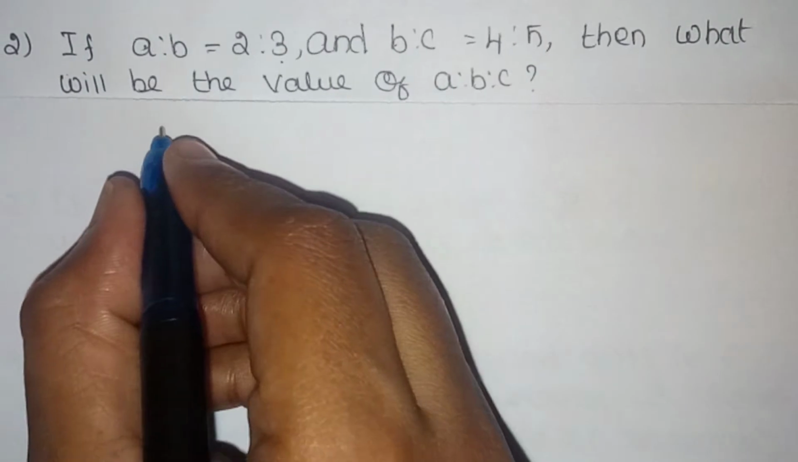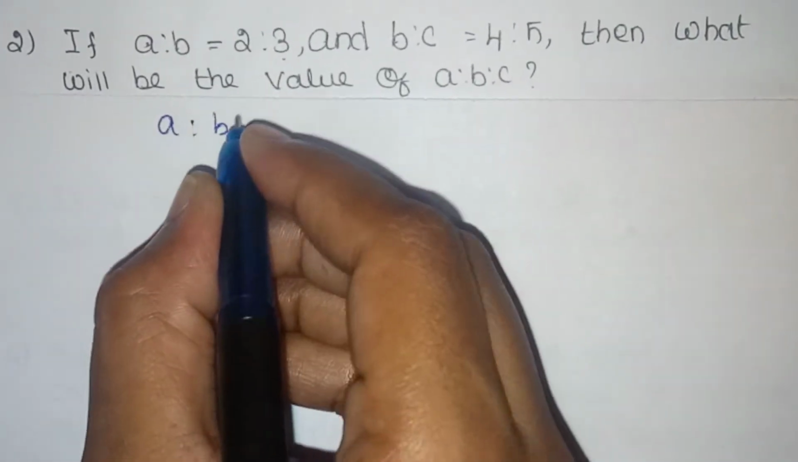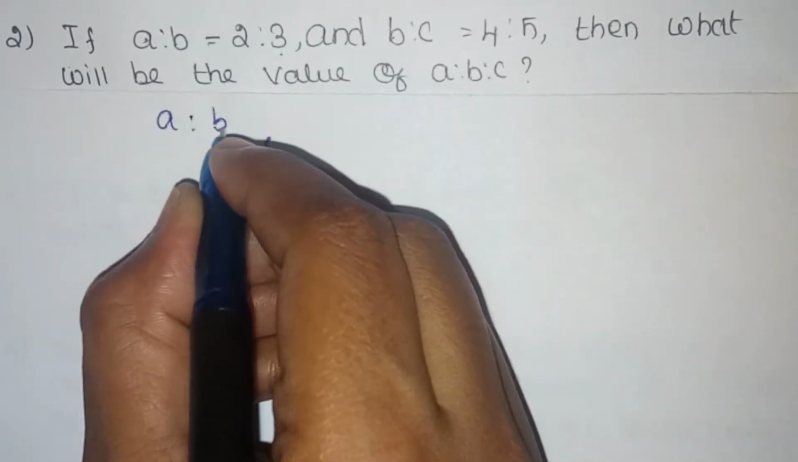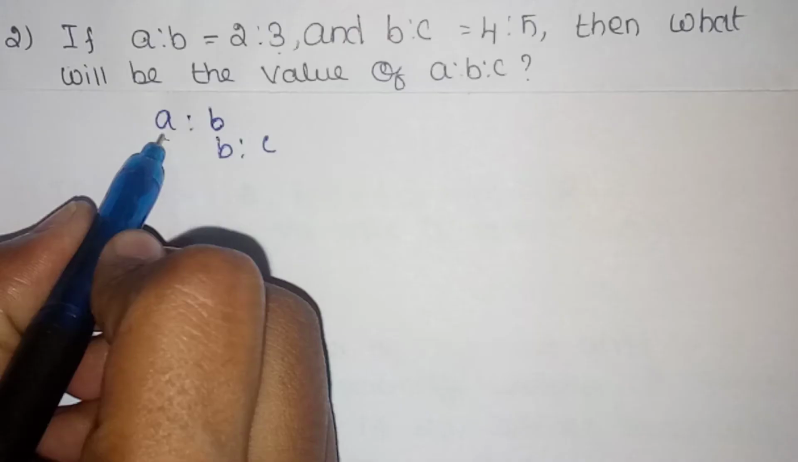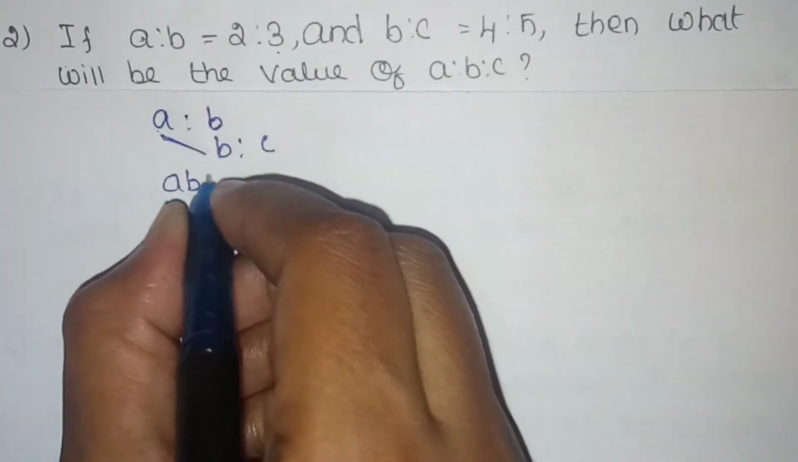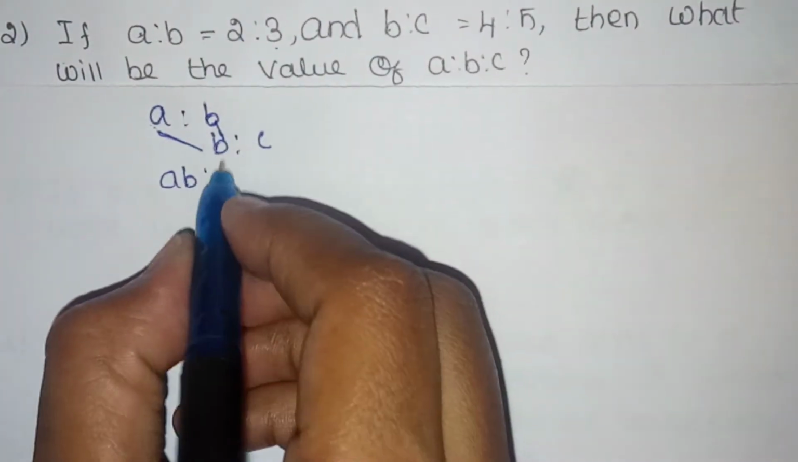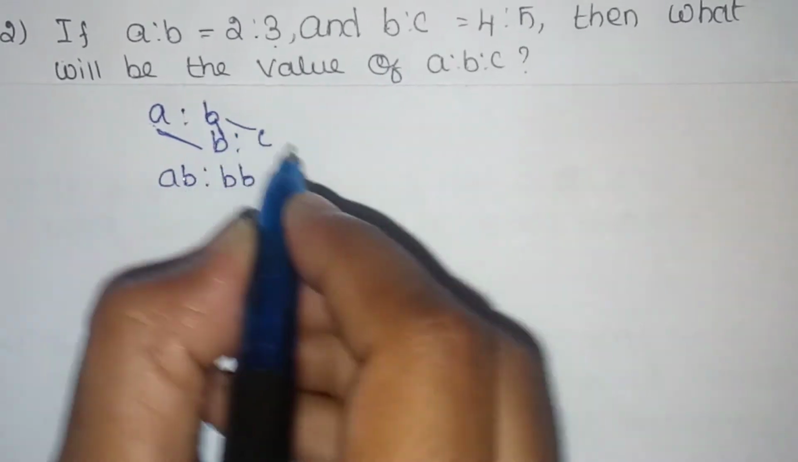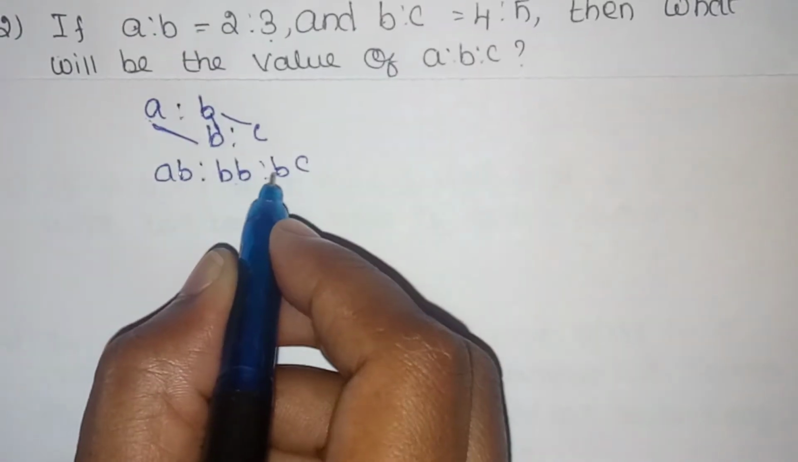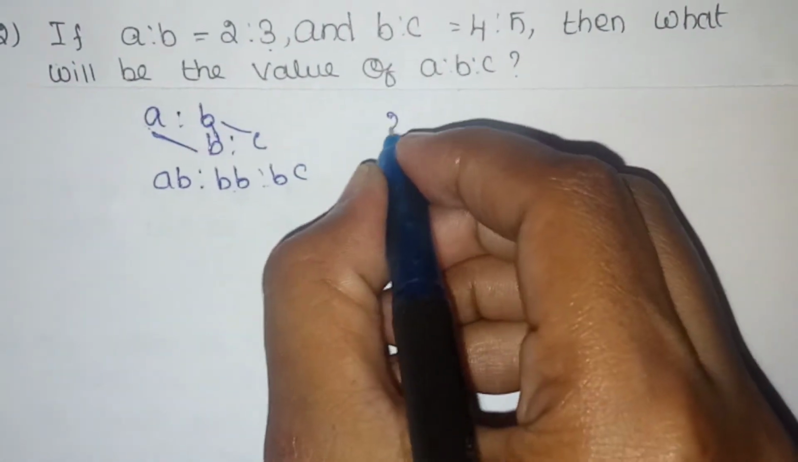The procedure is you have to write A is to B and B is to C like this. The value of B should be below the B. Next, the first term will be the product of A into B. Next will be B into B. And third will be B into C. So AB is to BB is to BC. Let us see this for the problem.